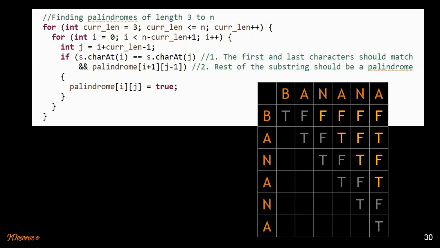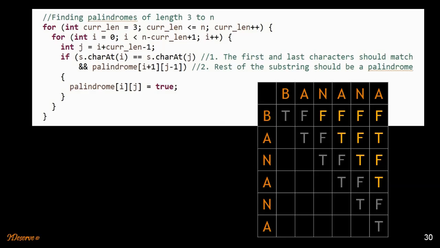For the rest of the substrings from length 3 to length n, we are going to check if the first and the last characters match. If they match, and if the remaining substring, that is i plus 1 and j minus 1, we are comparing i and j, the ith and jth character, the first and the last character, and then we are also checking if the rest of the substring, which is basically trimming out the ith and jth character and having the i plus 1, j minus 1 substring, is a palindrome. If both these conditions are true, we are going to set palindrome[i][j] equal to true. So we do that for the rest of the substrings.